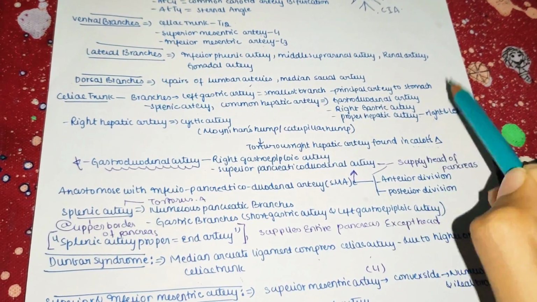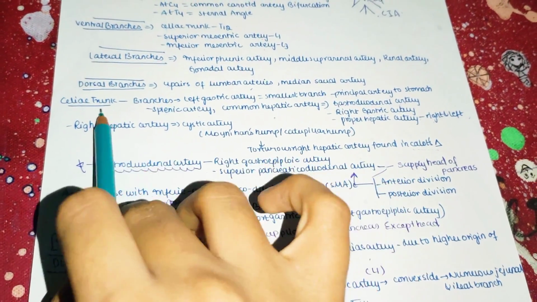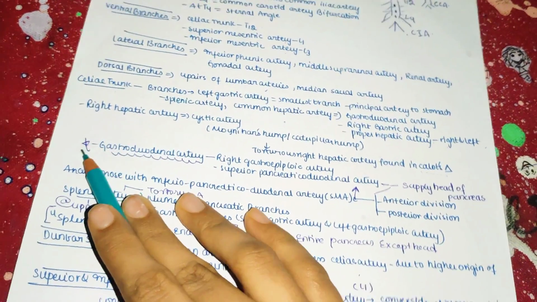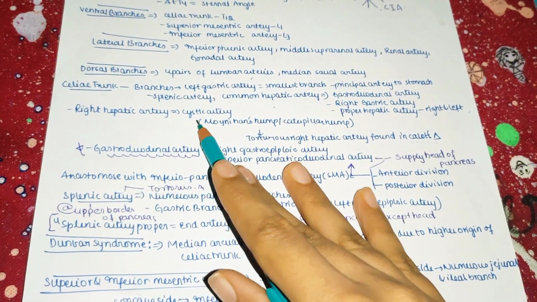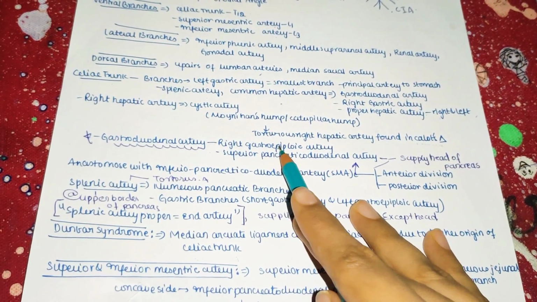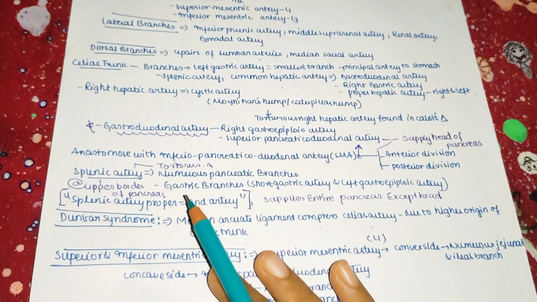This right hepatic artery is a branch of common hepatic artery and common hepatic artery is a branch of celiac trunk. So indirectly the right hepatic artery is coming from the celiac trunk and it is the cystic artery, which is a tortuous artery in the right hepatic artery, which is found in Calot's triangle.